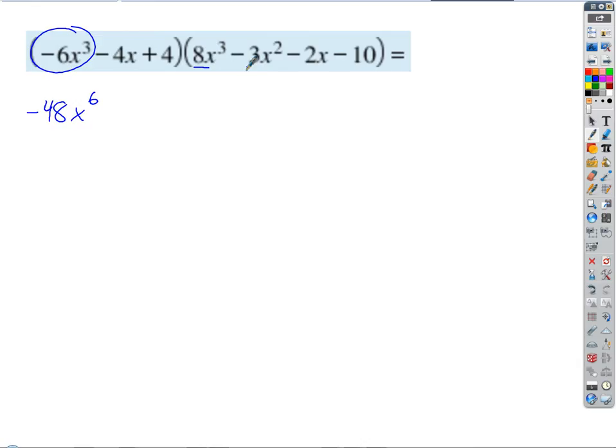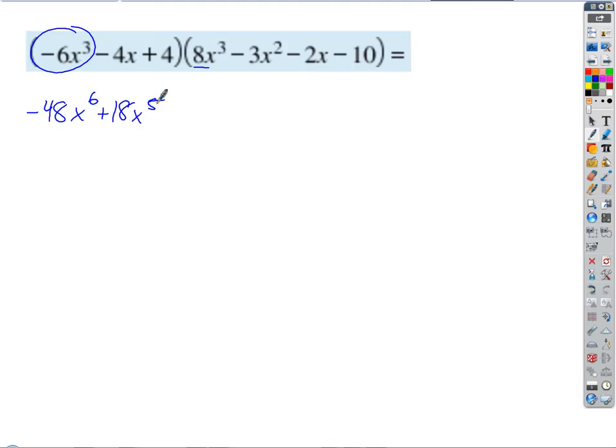So let's distribute it to the next term. What do we get? Negative 6 times negative 3 is positive 18. Now, what's the power of x going to be? X cubed times x squared? X to the 5th. Good. So that one goes in the next column because we have to leave a column for each power of x, right? That's going to give us our plus 18x to the 5th.